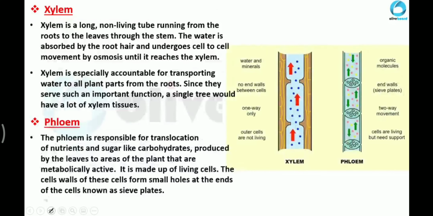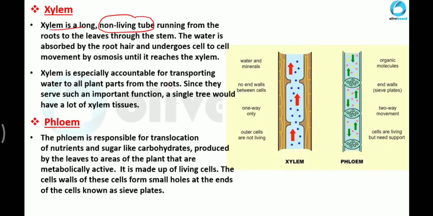So xylem is a long non-living tube. Very, very important. Xylem is made up of dead cells, or you can say non-living. Don't call it dead cells, that would not be right. You can say non-living tube. Xylem is a long non-living tube running from the root to the leaves through the stem.